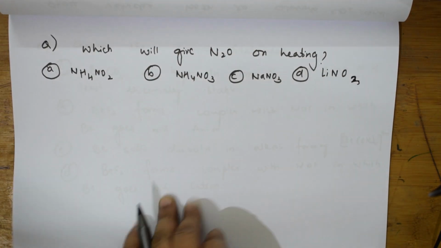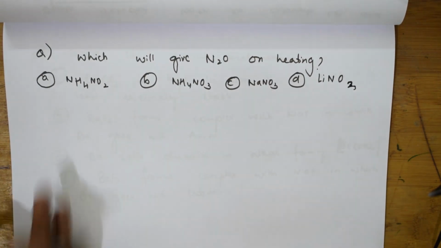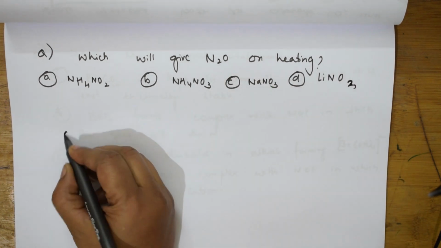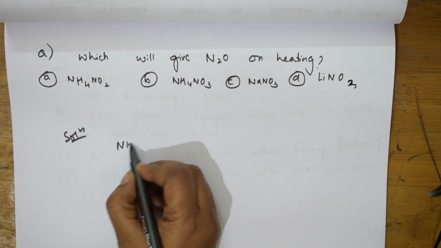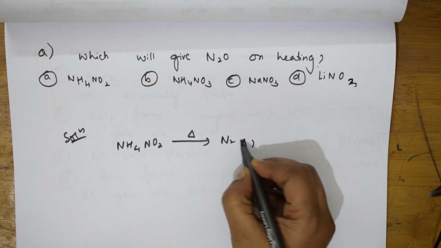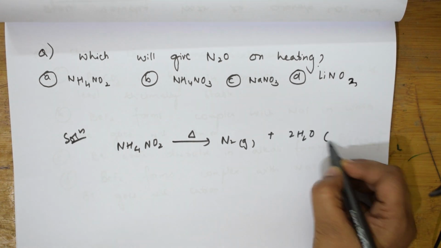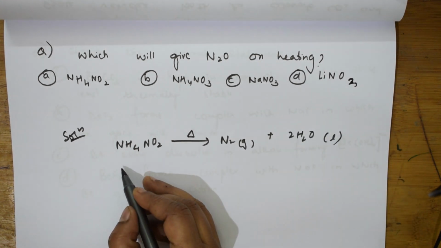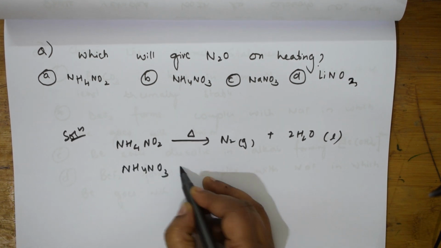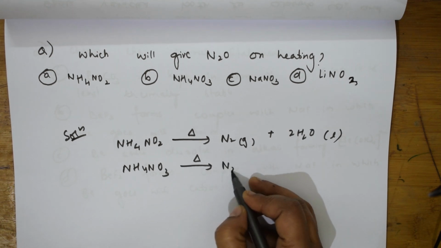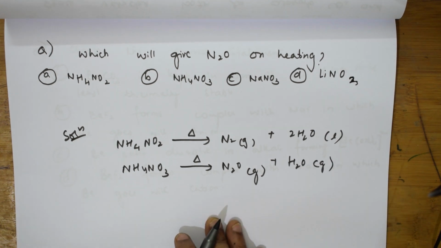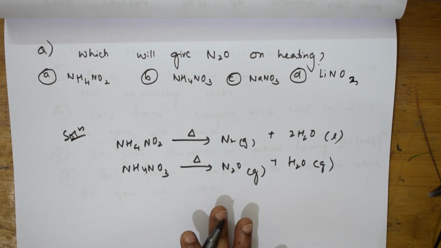What do they give me? Which will give N2O on heating? Okay, again reactions. So let us do this. Which of the following compounds on heating should give N2O? So let us write that. Ammonium nitrite, NH4NO2, on heating gives me nitrogen gas plus 2 water molecules. Correct. This is over. And next one, NH4NO3 on heating, what will happen? It gives N2O plus water in gaseous state.